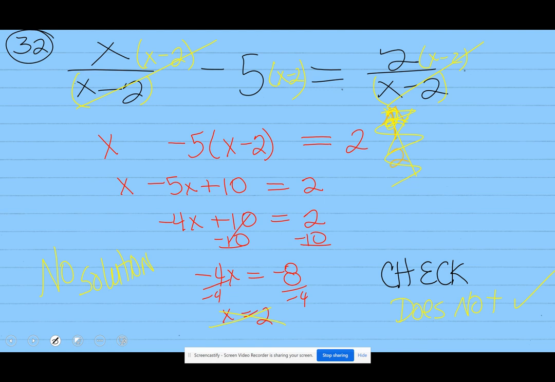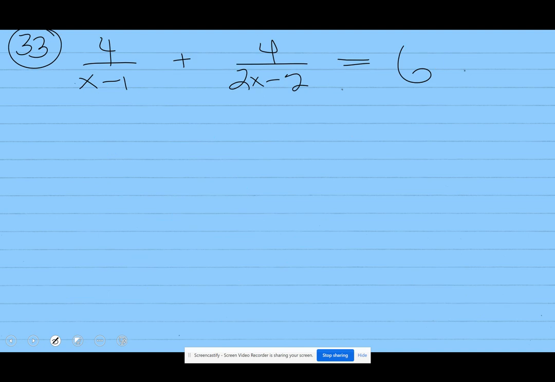That's the answer here. No solution. 2 is the algebraic answer, but it does not work. 34. We got x plus 1. The second one, we've got a 2 times x minus 1. There we go, because that's factorable.